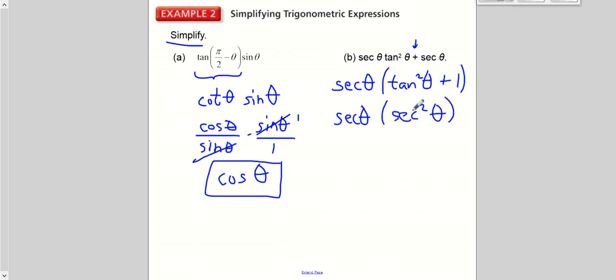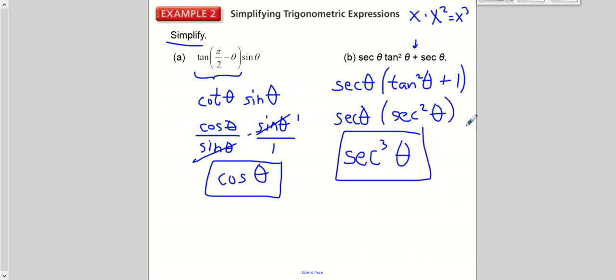And then what's secant times secant squared? Well, what's x times x squared? X times x squared gives you x cubed, but we're doing the same thing but with secants. Secant times a secant times another secant is secant cubed. So now our exponent's a 3, and we have secant cubed theta. It's now simplified. And that's example 2. Funny thing about simplifying these, you can do a lot of them more than one way and still get to the same answer.